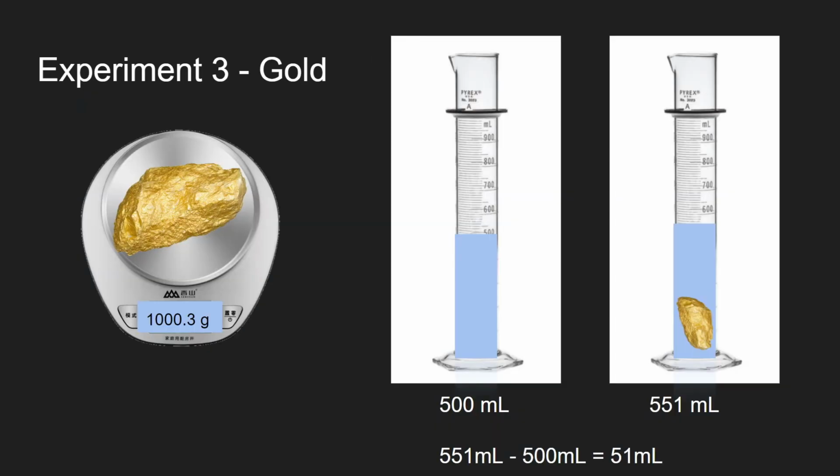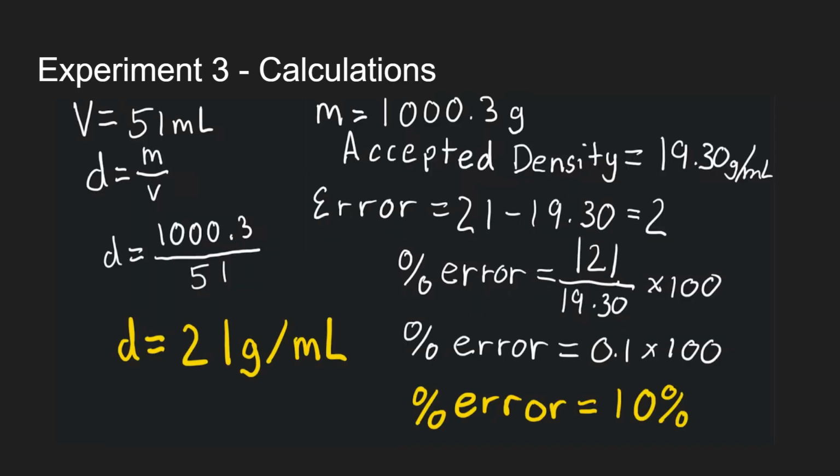Now, the third experiment, gold. We have our mass to be 1,000.3 grams and our volume to be 51 milliliters. This one is a 1,000 milliliter graduated cylinder, while the previous one was 100, and the one before that was 10 milliliters. You just measure it by subtracting, and then we get 51 milliliters. These are the calculations, with the density being about 21 grams per milliliter and the percent error being 10%.